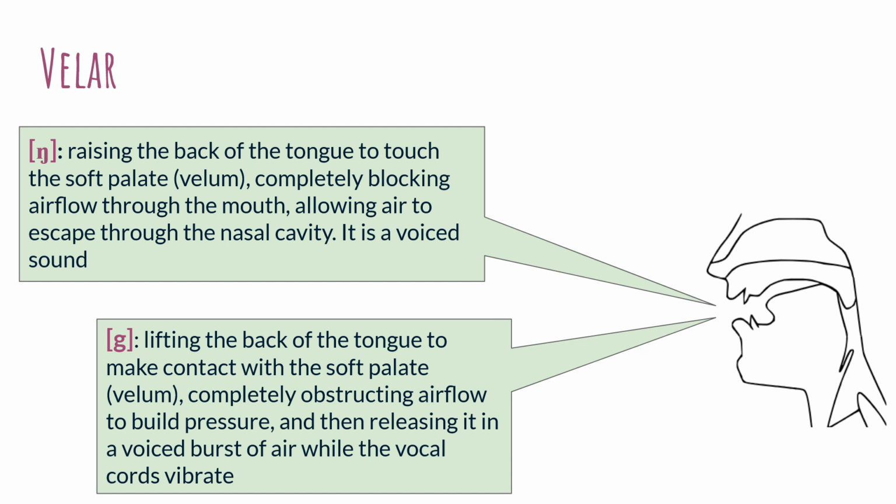The sound g. It is pronounced by lifting the back of the tongue to make contact with the soft palate, that is the velum, completely obstructing airflow to build pressure and then releasing it in a voiced burst of air while the vocal cords vibrate.